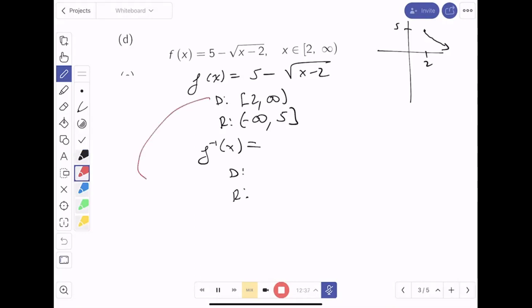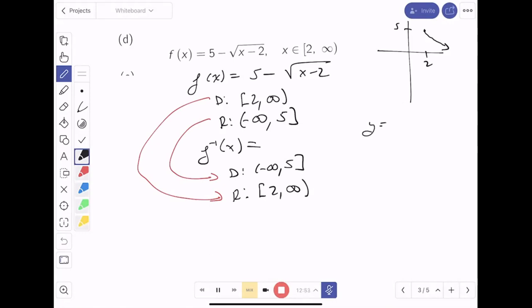And domain becomes range, and range becomes domain. And I'm ready to write those down now. So domain is going to be minus infinity up to 5, and the range is going to be from 2 to infinity. All right, let's go through the work now.